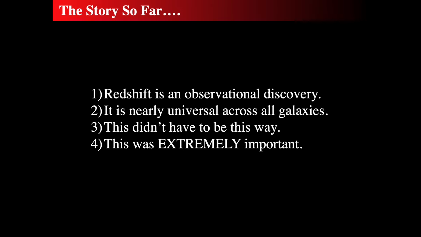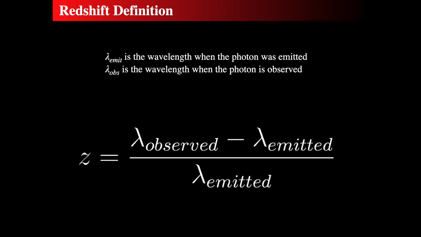Okay, so let's take a moment to reflect that this didn't have to be this way. We can make up all sorts of fancy ideas, science fiction, pure speculation, wild word strings based on a jargon generator. Nature could have surprised us in a lot of ways. This surprise is a doozy. It was a shocking discovery that nearly every galaxy is rushing away from us. First, redshift is an observational discovery. Second, it is nearly universal across all galaxies. Third, it didn't have to be this way. This was a discovery. And fourth, this was extremely important. We'll now look at Hubble's law and show how it arises from the relativistic theory.